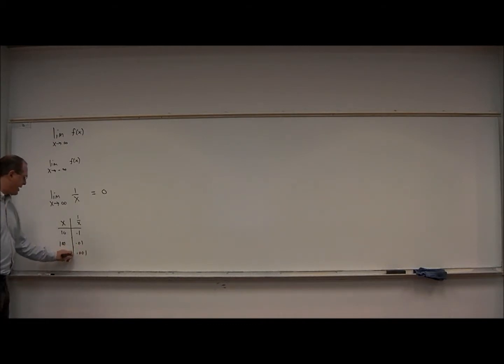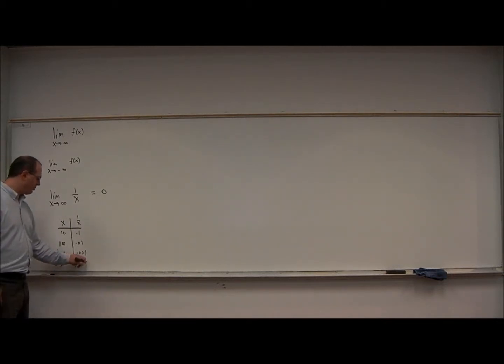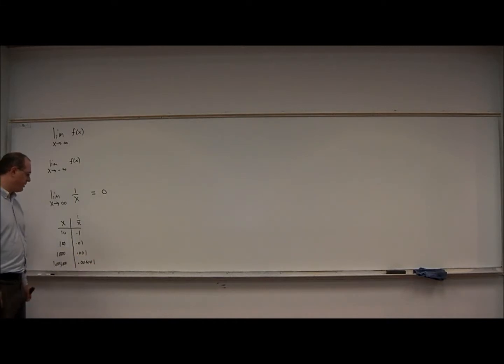And now if we make x something like 1,000,000, then 1 over x is 0.000001, which is a teeny tiny little positive number. So as x grows, 1 over x, its reciprocal, will shrink. And so as x grows without bound, the reciprocal is approaching 0.